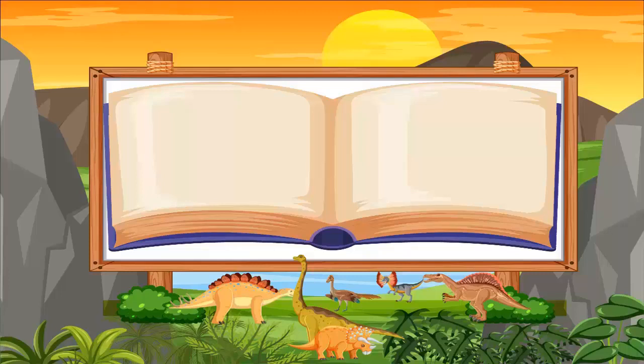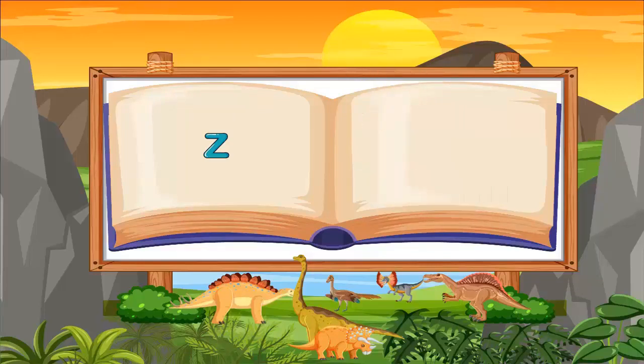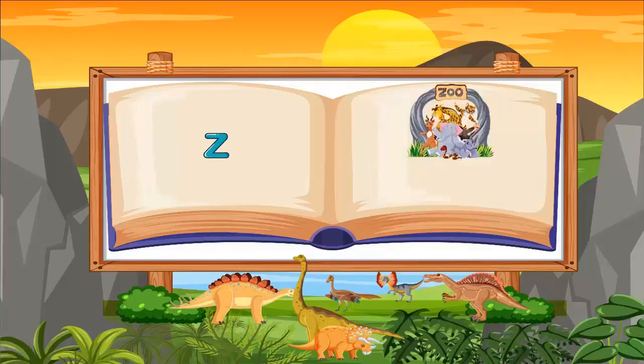We are going to learn words starting with the letter Z. Z for zero, Z E R O, zero. Z for zip, Z I P, zip. Z for zoo, Z O O, zoo.